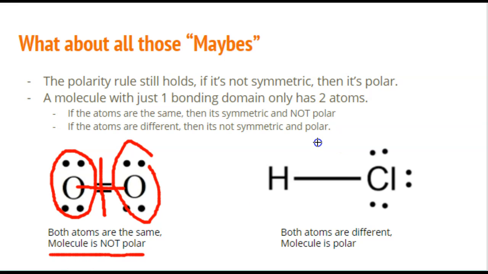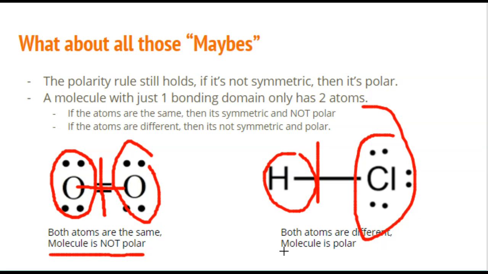Now if we look at this molecule, this is HCl, notice that both the atoms are different. When the atoms are different, that means the molecule is polar. Okay, there's 2 different sides to it. Okay, so that's where all of those maybes come into play.